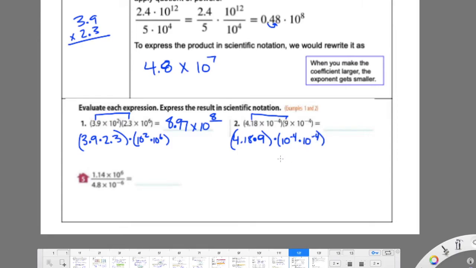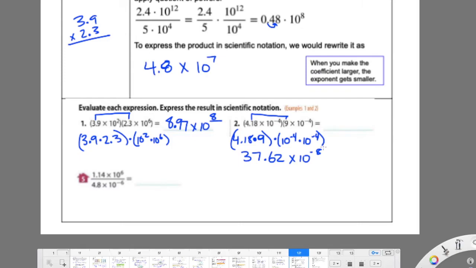All right, so now we want to multiply these together. 4.18 times 9. So we end up with 37.62 times 10 to the -4 plus -4, so it's going to be -8. All right? So I just combined those together.